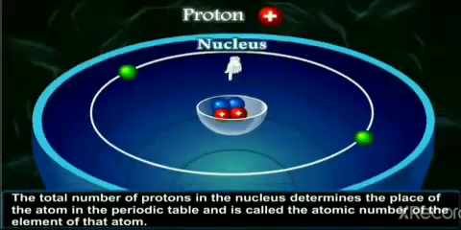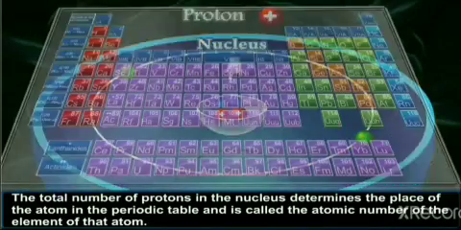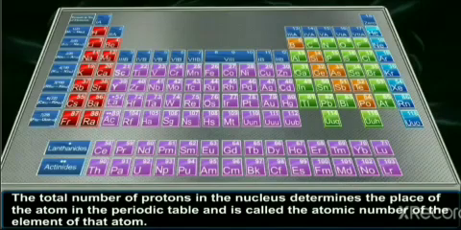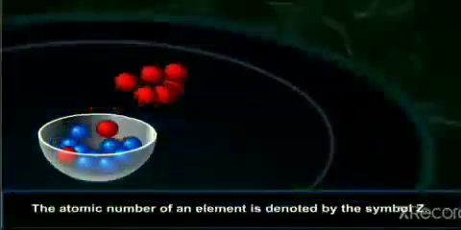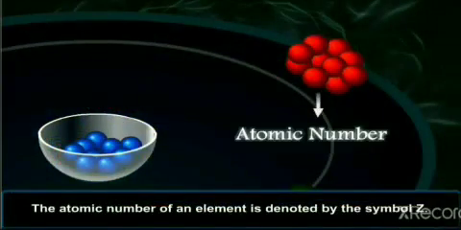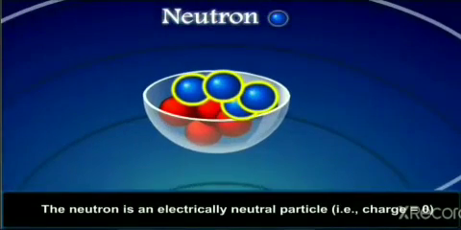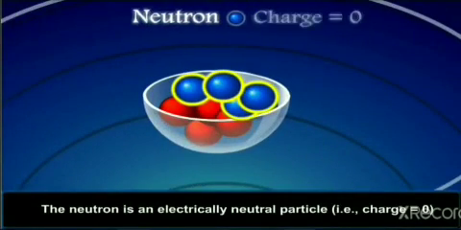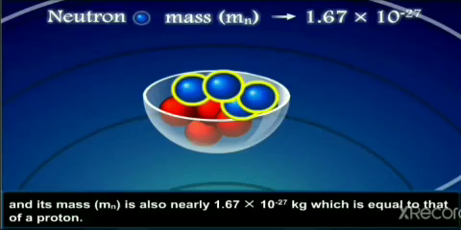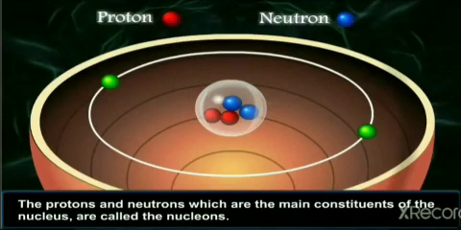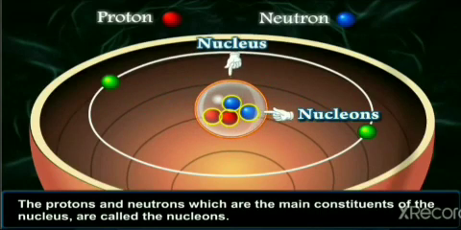The total number of protons in the nucleus determines the place of the atom in the periodic table and is called the atomic number of the element of that atom. The atomic number of an element is denoted by the symbol Z. The neutron is an electrically neutral particle, its charge is equal to 0 and its mass Mn is also nearly 1.67 × 10^-27 kg, which is equal to that of a proton. The protons and neutrons, which are the main constituents of the nucleus, are called the nucleons.